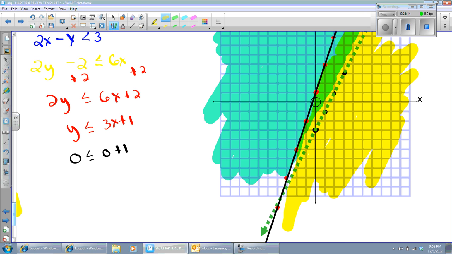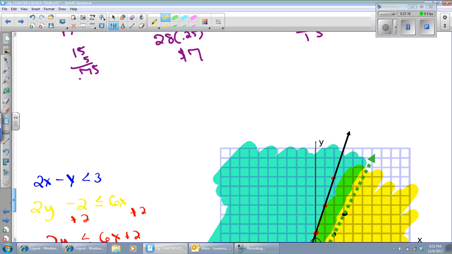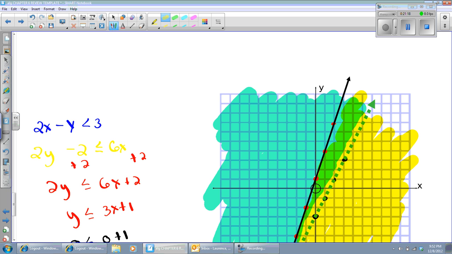And there we go. You can see that the solution area is this wedge up here that's got the green in it. Okay, and technically it would come all the way to this dashed one, but it's in that region there.